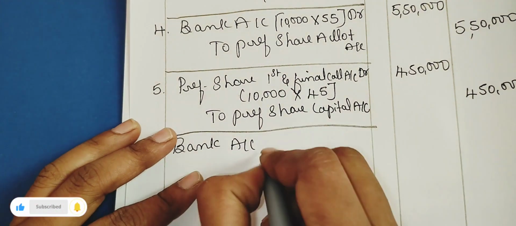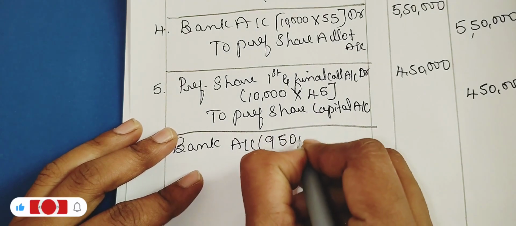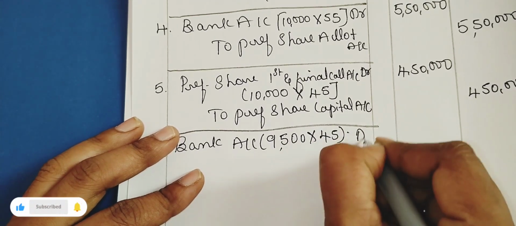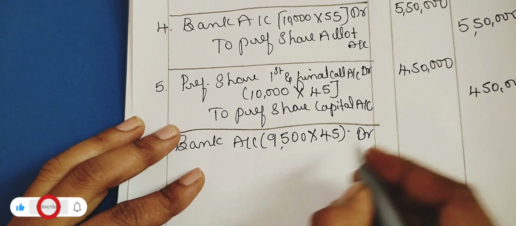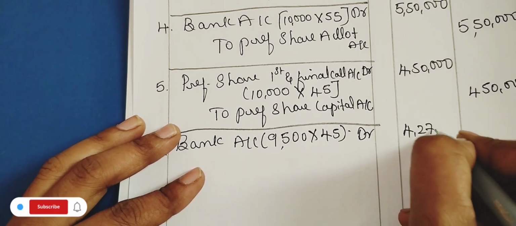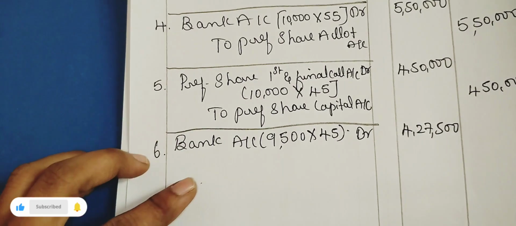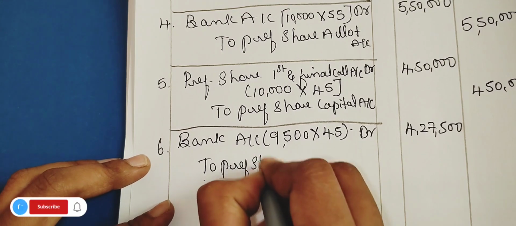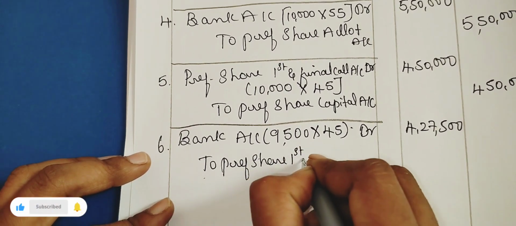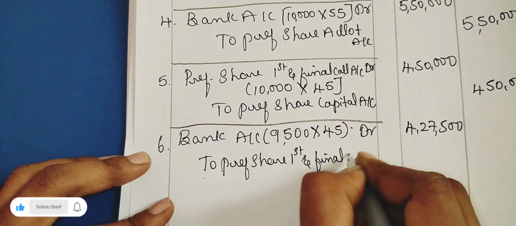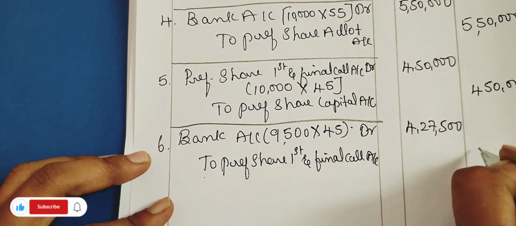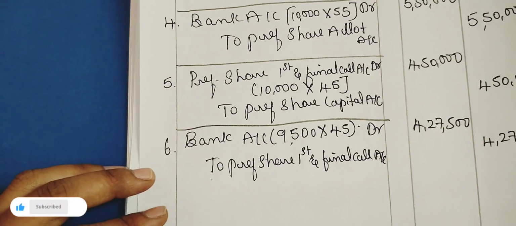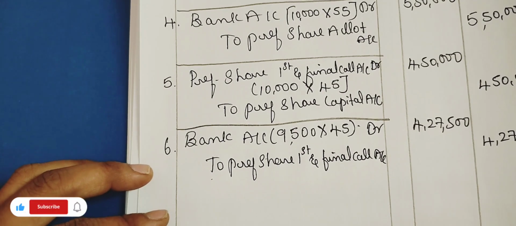So for how many shares have we received the amount? For 9,500 shares, into 45 rupees. 9,500 into 45 we will get, that is 4,27,500, right? 4,27,500 to preference share first and final call account, 4,27,500, right?